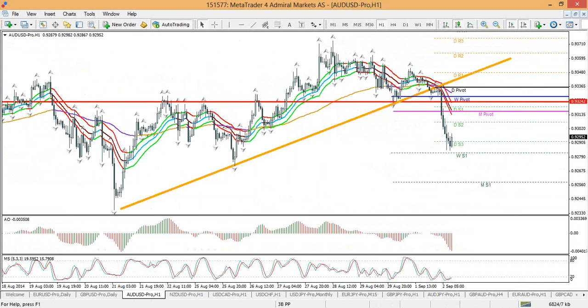Does anyone have a particular currency pair in mind they would want to take a look at? We can do it right now. Pound yen, certainly. Let's take a look.